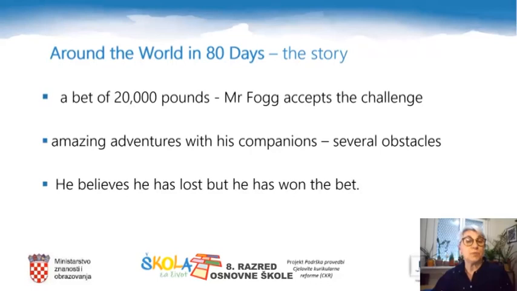In this lesson, we are talking about trips around the world and planning your own trip. And I will remind you that there is a book, Around the World in 80 Days. Maybe you have heard of the book. Maybe you have read the book. If you haven't yet, I will tell you about the story in a few sentences. It's a book about a gentleman who lives in London. His name is Mr. Fogg. And one day, Mr. Fogg accepts a challenge. And it's a challenge to travel around the world in 80 days and come back to London in 80 days. And the book is about his amazing adventures with his companions, obstacles around the world, and how he has won the bet.